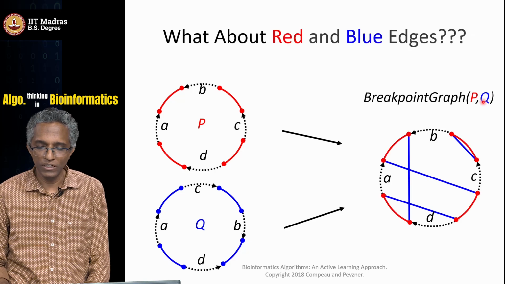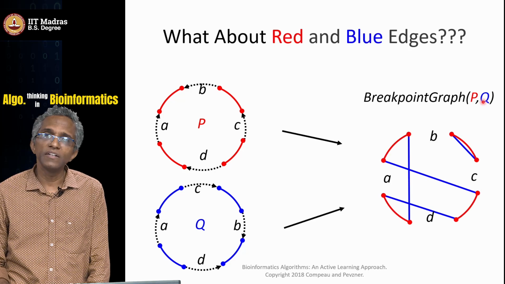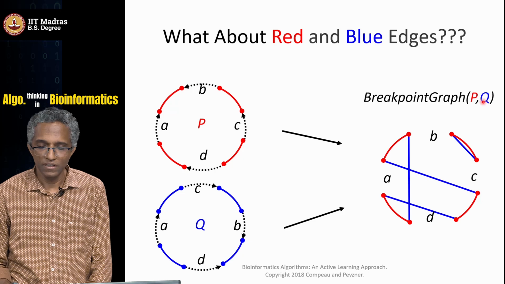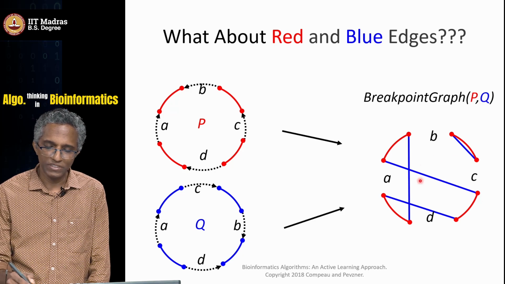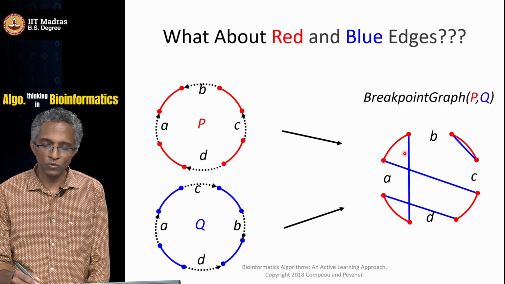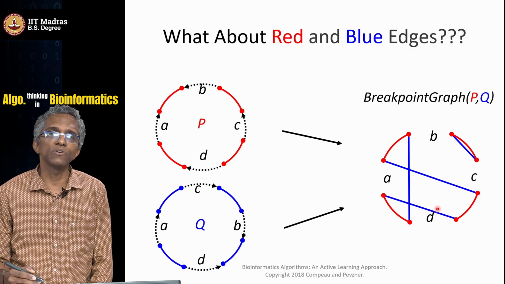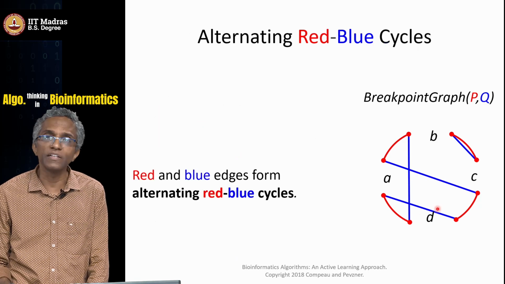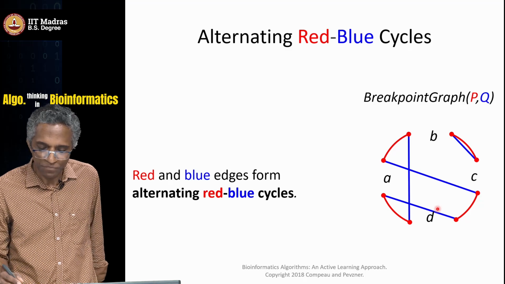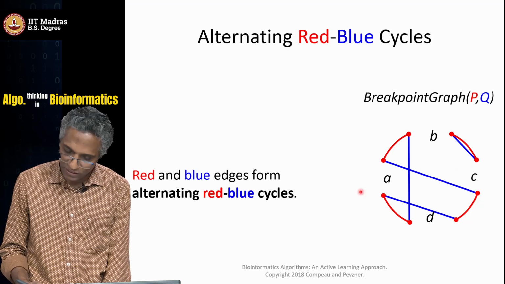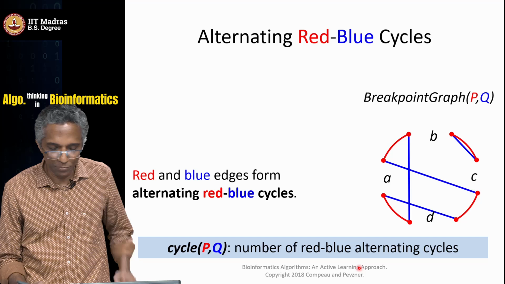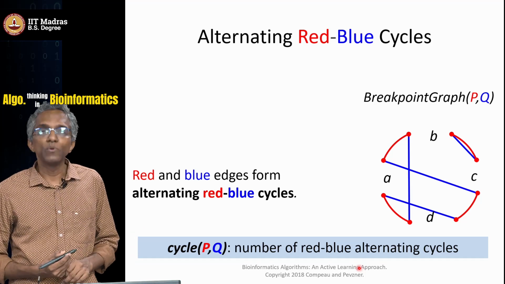And then if you look at the colored edges, the red and the blue edges, you can see that it forms some sets of cycles. No two blue edges are adjacent to each other, and no two red edges are adjacent to each other. So it is always alternating, and you get these alternating red-blue cycles. And the number of cycles, let us give it a notation.